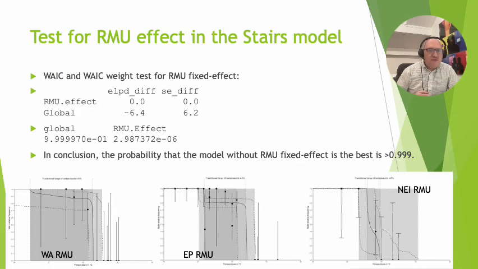Now let's try with the 3 RMU that we have for Lepidochelys olivacea. West Atlantic, we just saw these results. East Pacific and Northeast India. And now we compare with WAIC and WAIC weight if an RMU effect can be selected or not. And we show that no, the same as for the Flexit model, we do not detect an RMU effect.